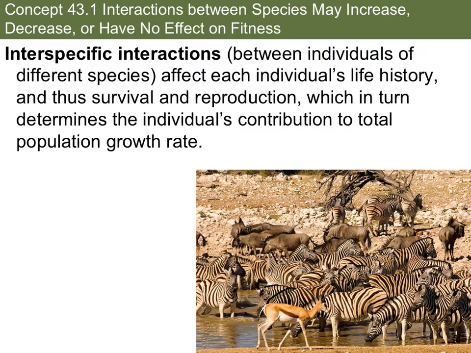So the first thing we'll need to do is talk about the difference between interspecific and intraspecific competition. Interspecific, we're focusing on the E here. Interspecific interactions are between individuals of different species. And this affects each other's individual's life history and thus survival and reproduction, which in turn determines the individual's contribution to the total population growth rate.